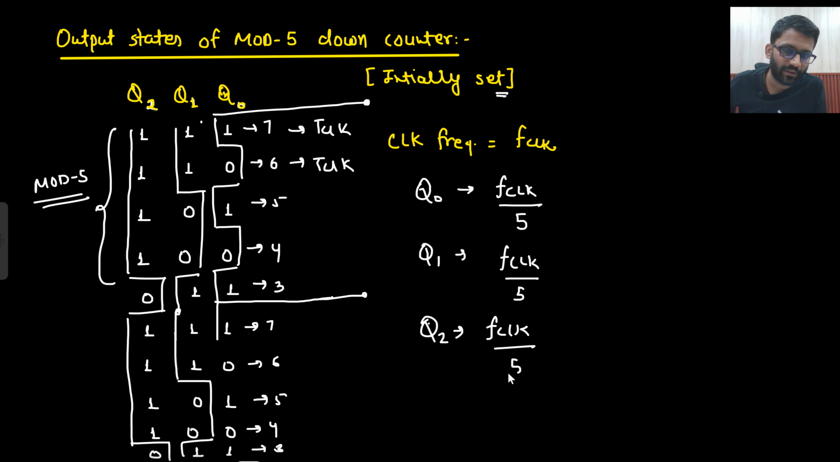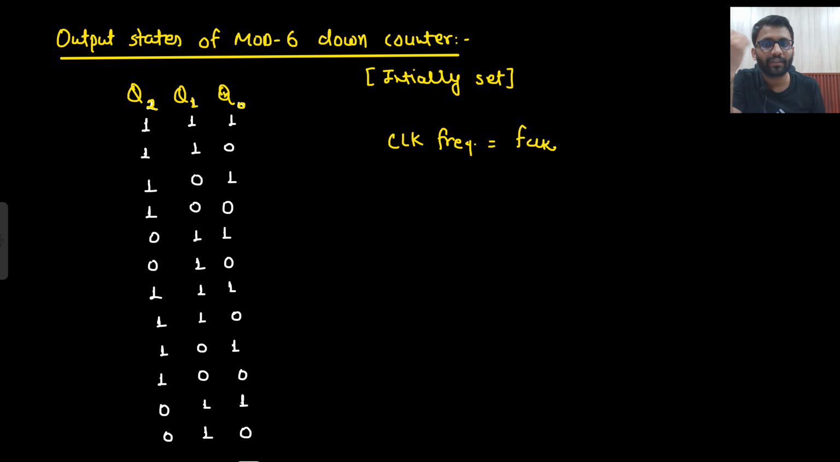F clock by 5. So shall we make an assumption that it will always be F clock by mode number? No. Let's take another example. Mode 6 down counter I am taking. What do you observe here?